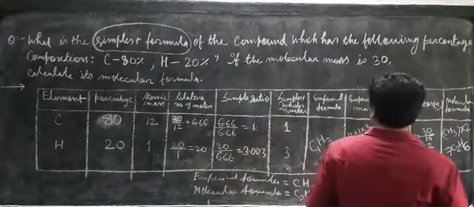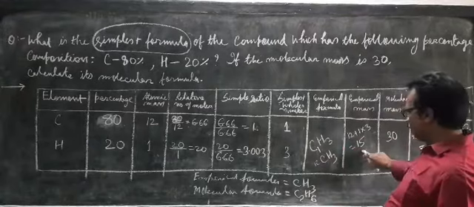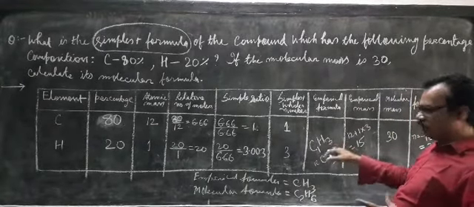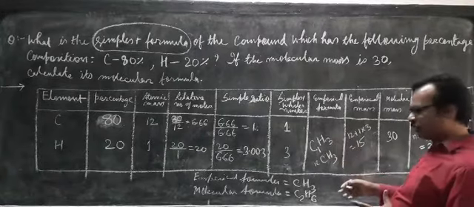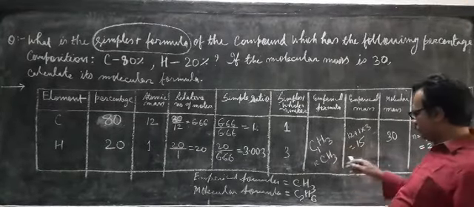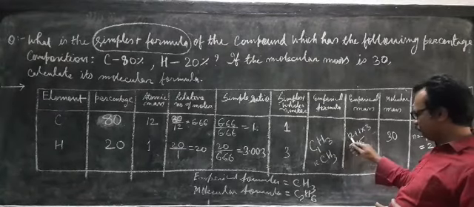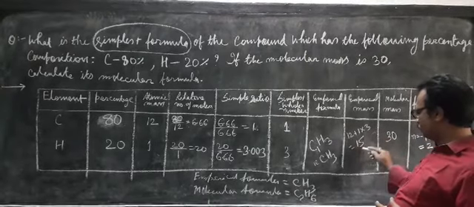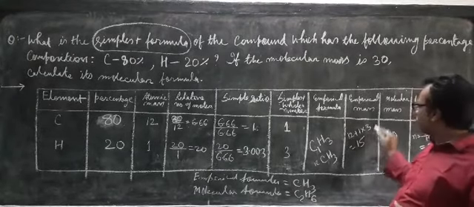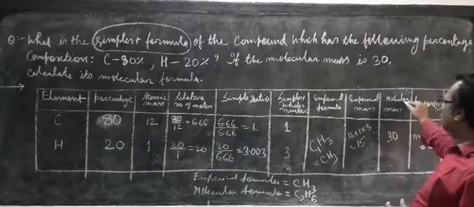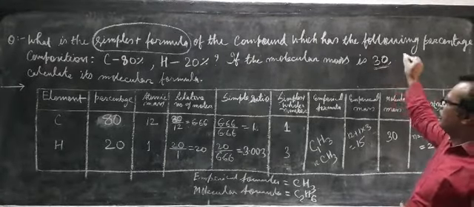Okay. Now I will find out the empirical mass. What is empirical mass? In the same way you find out the molecular mass, the mass of the atoms added together. So for carbon it is 12. For hydrogen it is 1. There are 3 hydrogen atoms, that's why 1 into 3. So altogether you have got 15 AMU. So the empirical mass is 15. Now the molecular mass is given in the question as 30 AMU.